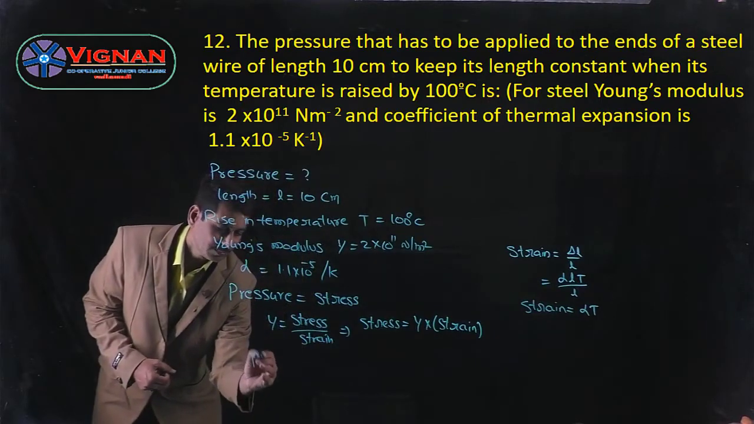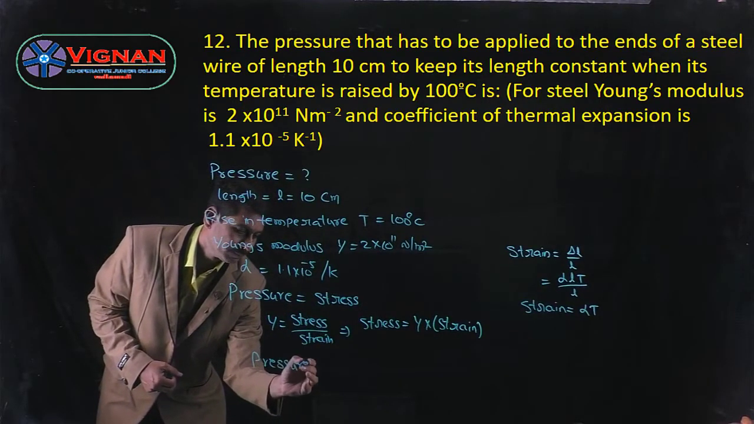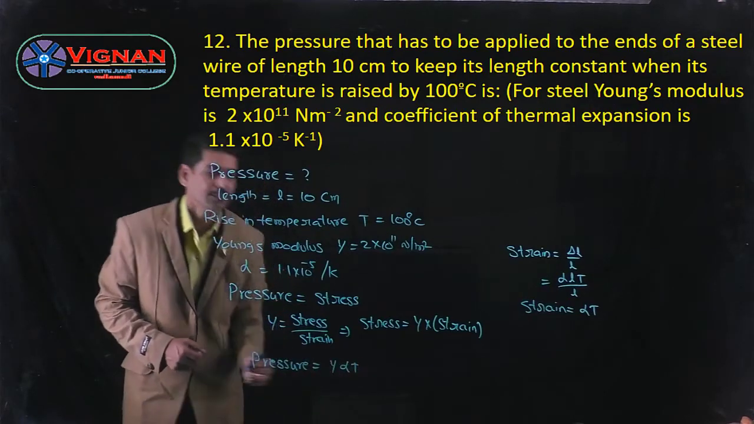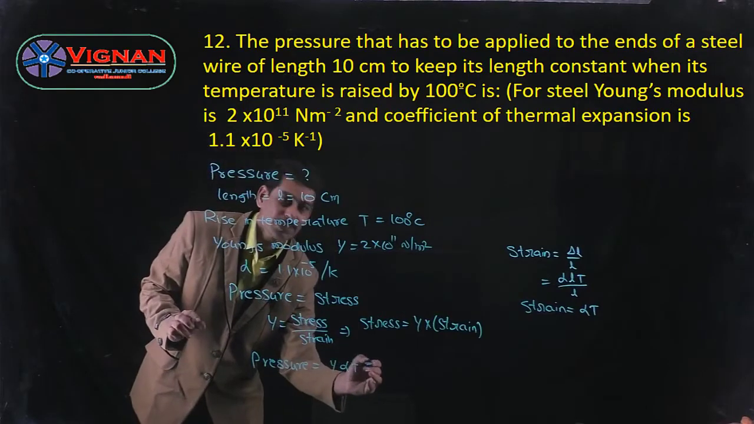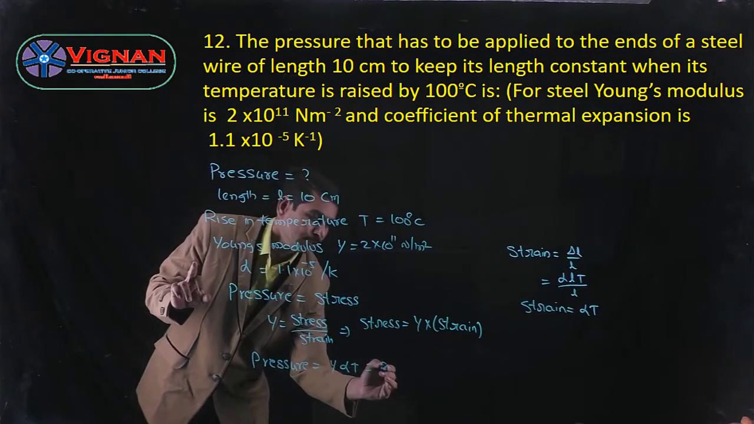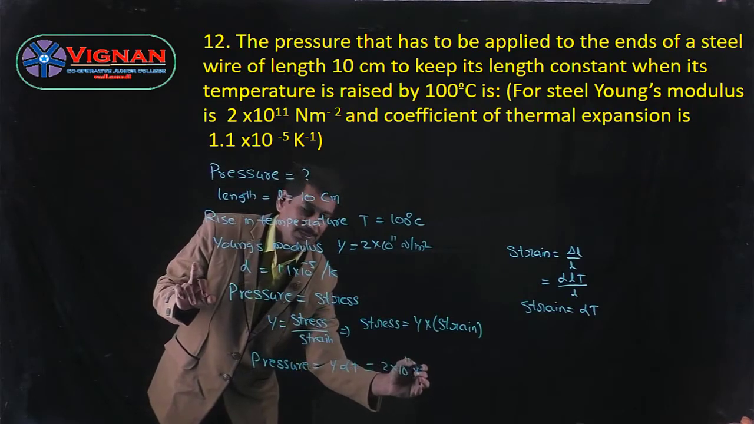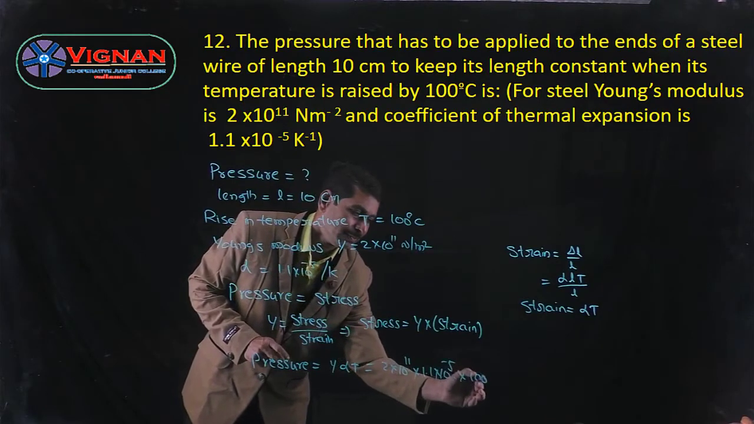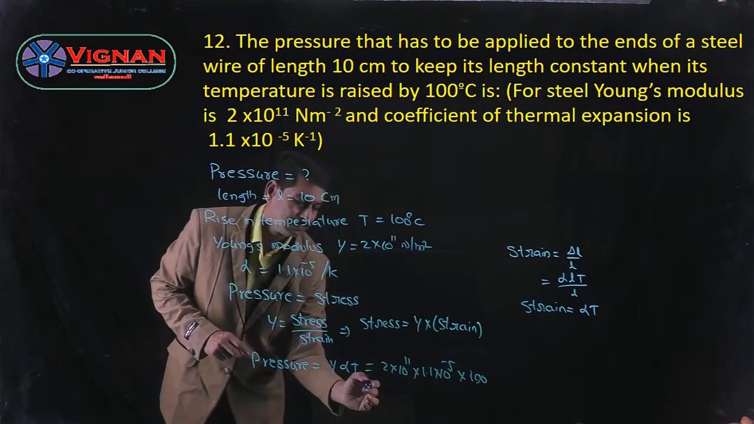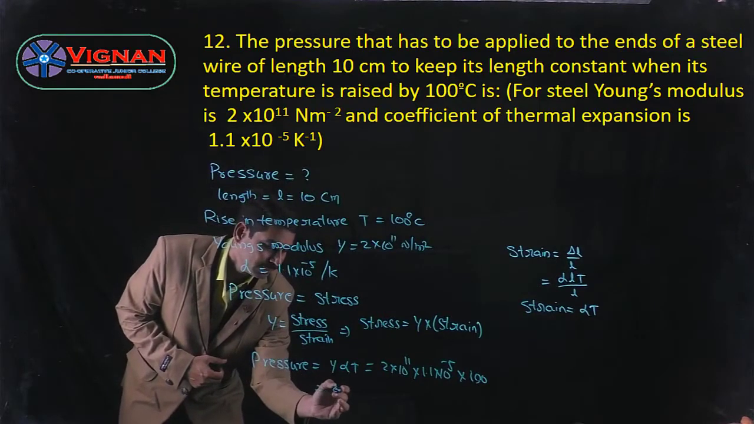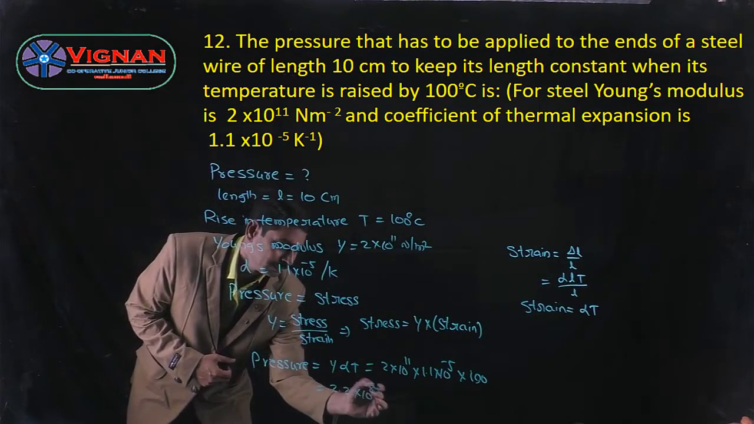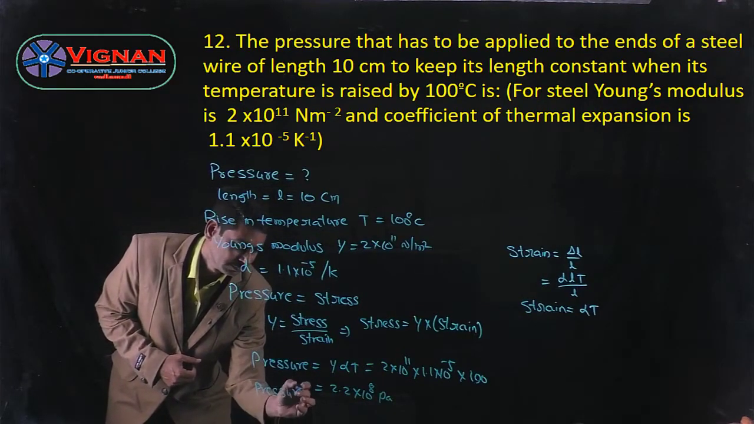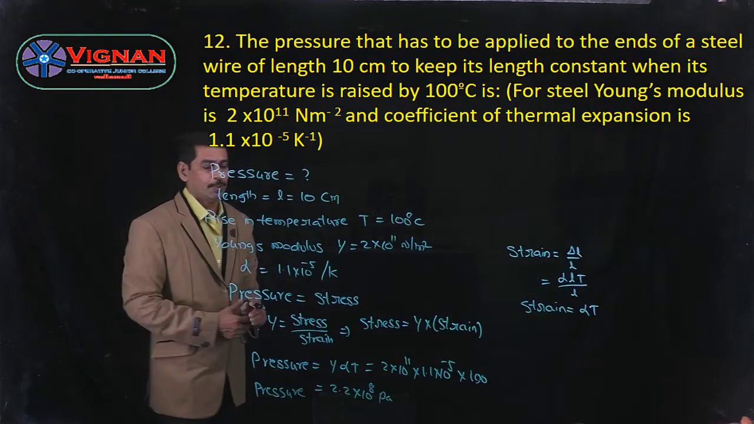So the pressure becomes equal to stress, which is nothing but Y into strain, which is alpha into T. Here the Young's modulus is given as 2 into 10 power 11, alpha is given as 1.1 into 10 power minus 5, and the temperature is given as 100. On simplifying this, we get 2.2 into 10 power 8 pascals. So this is the value of pressure.